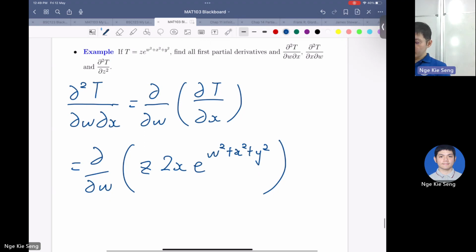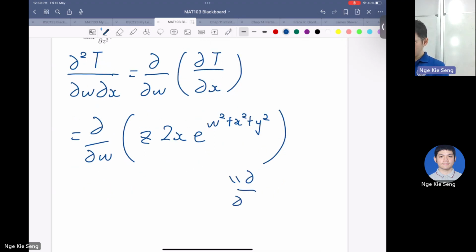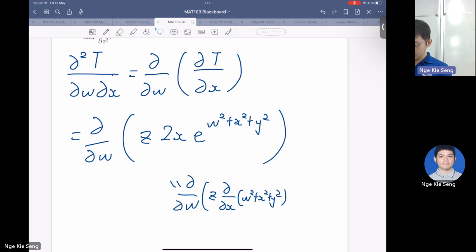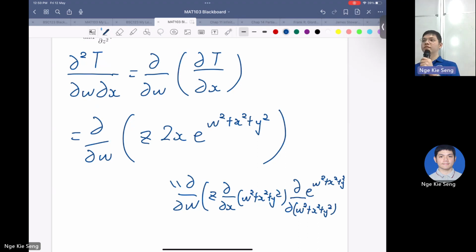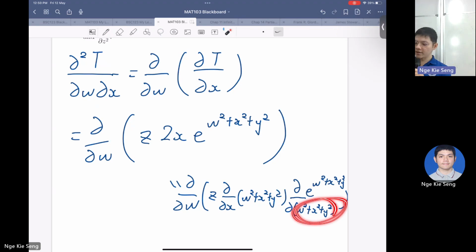So if you want to write this in the chain rule way, let me write out how you show it. Because last time most of you were confused about how to use the chain rule. How you really want to write it is: differentiate with respect to x of w squared plus x squared plus y squared. And then differentiate the whole exponential function with respect to w squared plus x squared plus y squared. This is what you really need to write down for your chain rule. So it is not x here anymore. This is the whole thing here. Somehow you are doing a substitution.